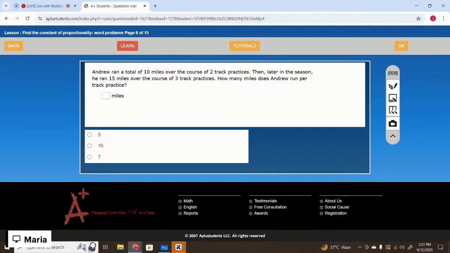Andrew ran a total of 10 miles over the course of two track practices. Then later in the season, he ran 15 miles over the course of three track practices. How many miles does Andrew run per track practice? So, which is the correct option?